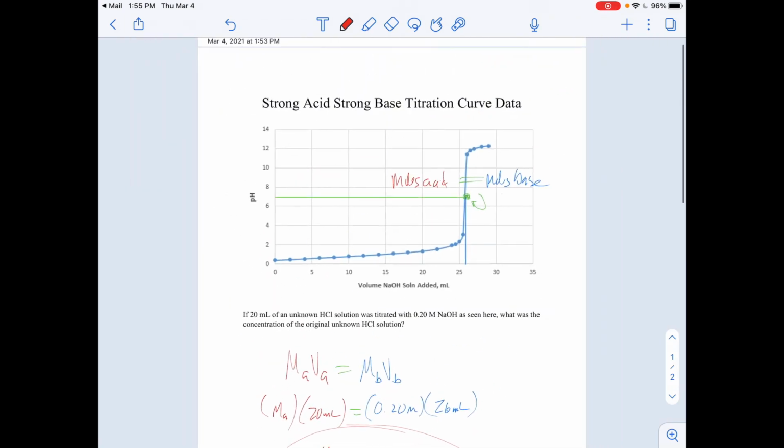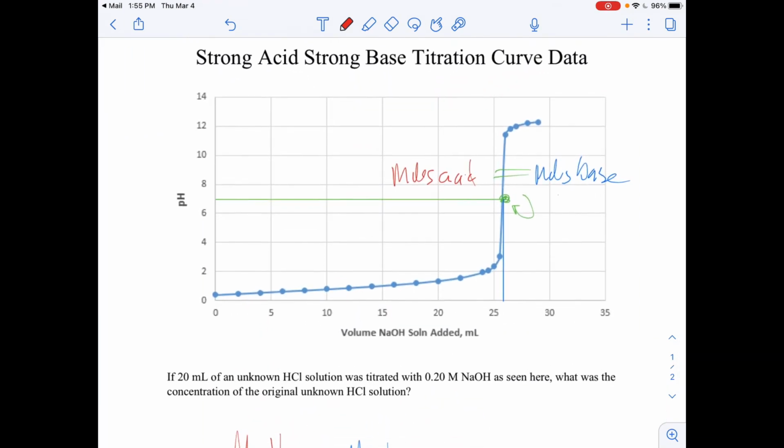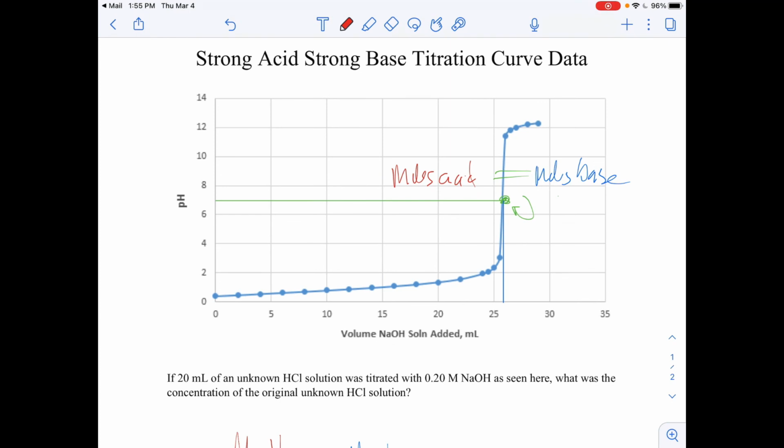So all you have to do for solutions such as this is remember that the moles of the acid equal the moles of the base, and the easiest way to do that is just MAVA equals MBVB.